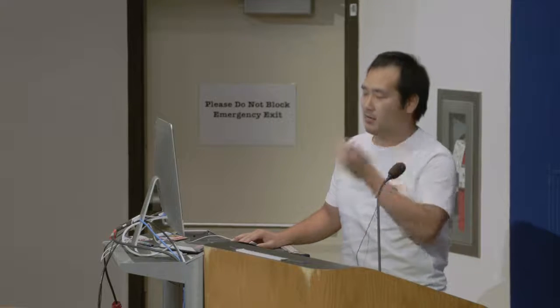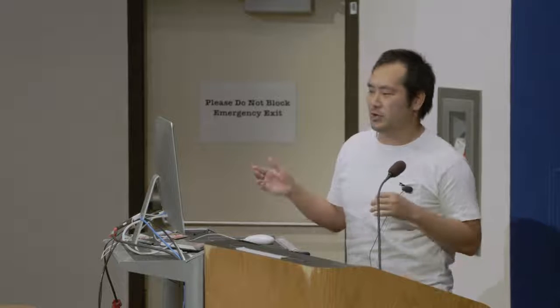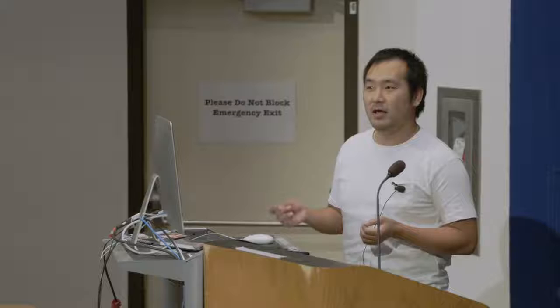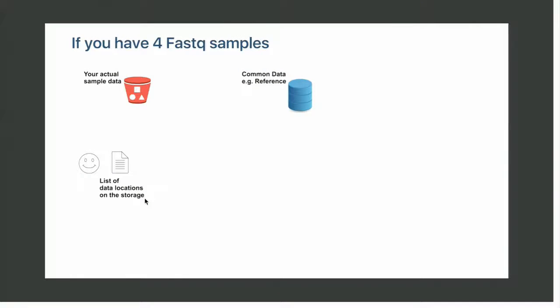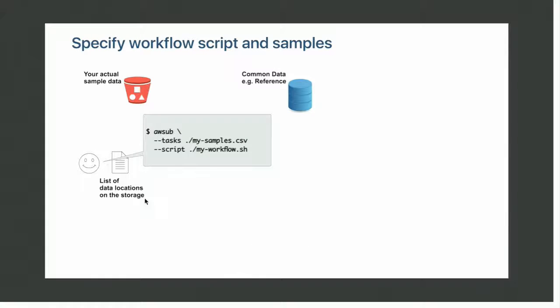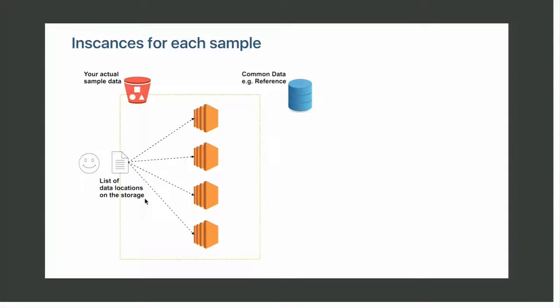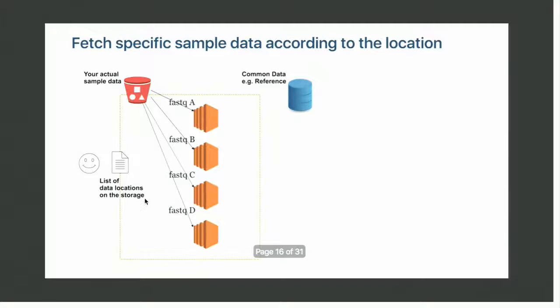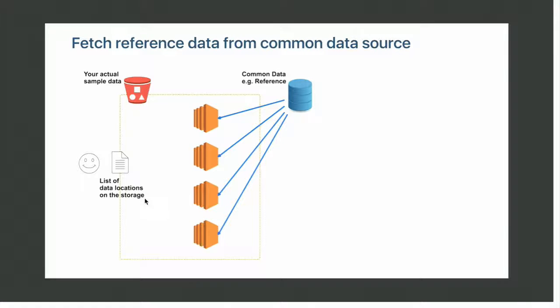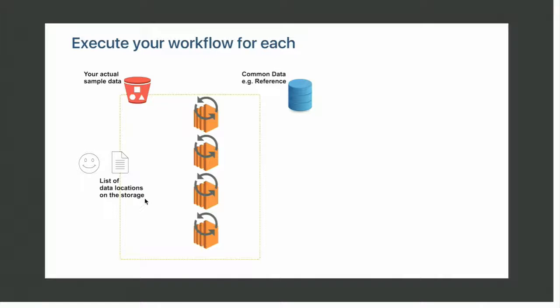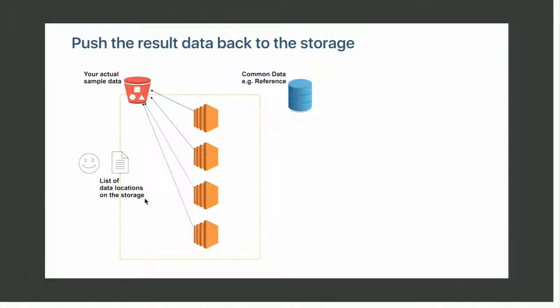I implemented that; this is the CLI command. For example, when you have four FASTQ samples and they are already located on S3, you just hit OSUB with your CSV and your shell script. And also, you can specify a Docker image as well. The security group is created, and four instances, one for each sample, are launched, and fetch each sample for each VM. Then the common data, for example reference data, are fetched, and you execute your workflow on each VM, and upload the result files to the S3 location.